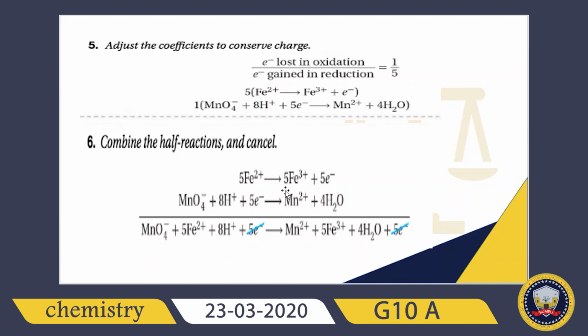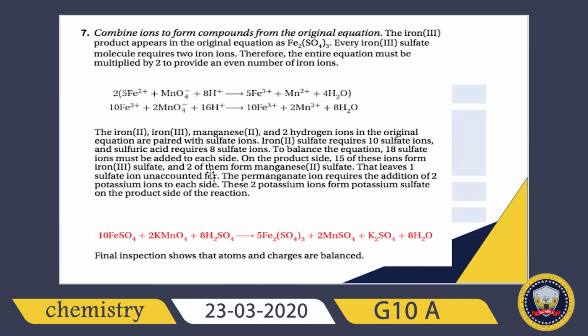You see here? So, here, Fe3 plus. Here, Fe2 plus. Here, MnO4 minus. Here, Mn2 plus. Okay? Here, 4H2O. Here, 8H plus. Nothing is the same. Okay? So, we continue now.